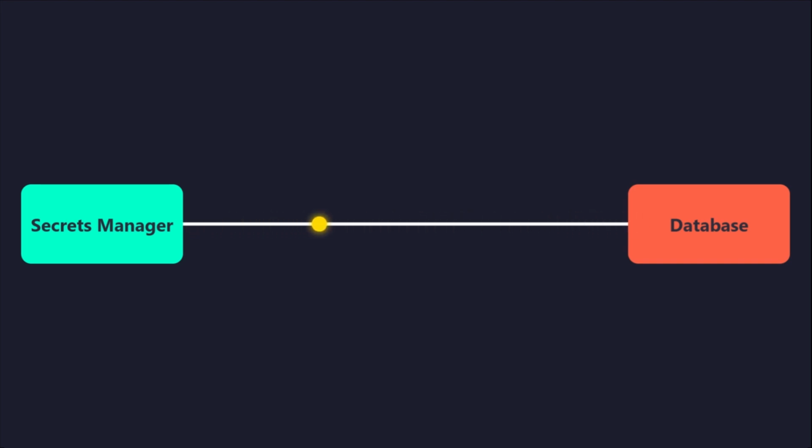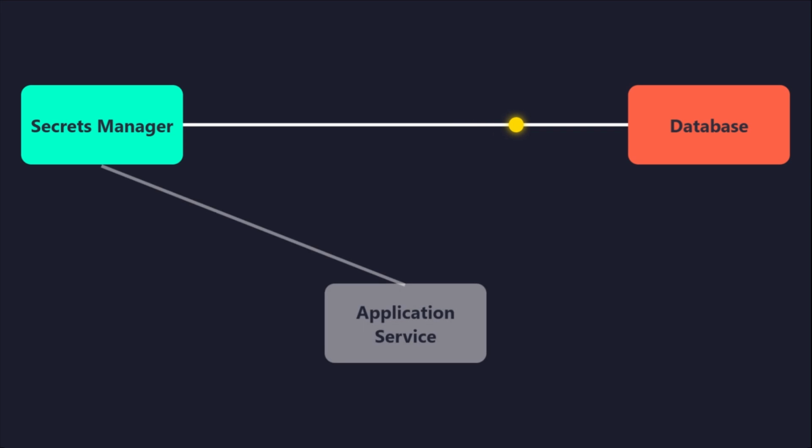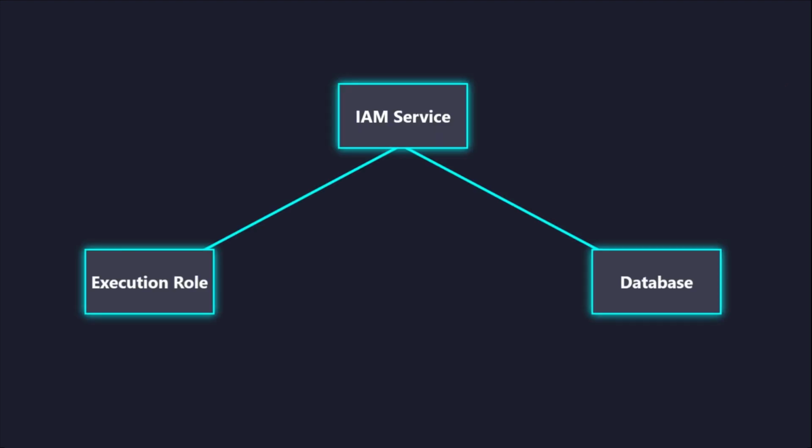The secret manager can automatically change the password in the database and update its own records simultaneously. Because your function fetches the latest value on every cold start, it never loses access during a password change. For maximum security, use identity and access management for database authentication. This method eliminates the need for passwords entirely.